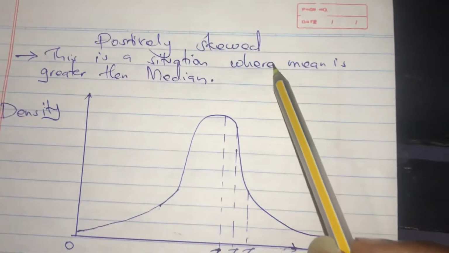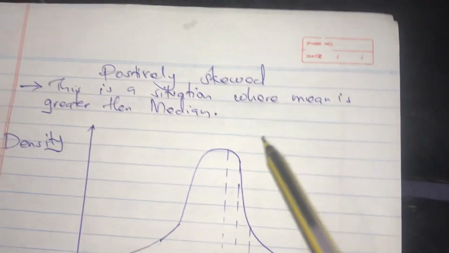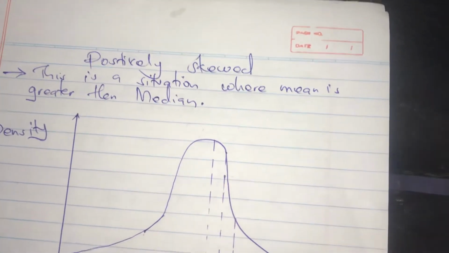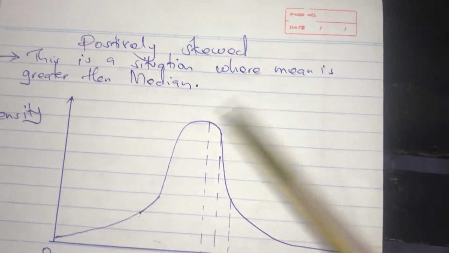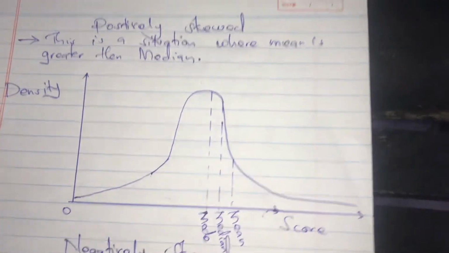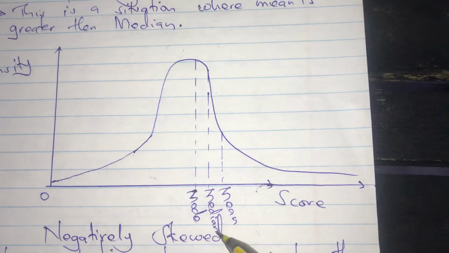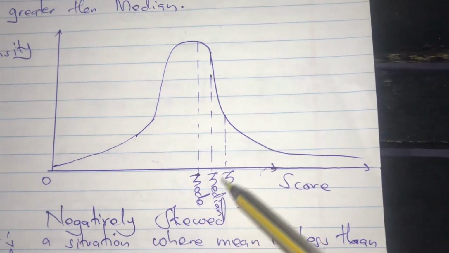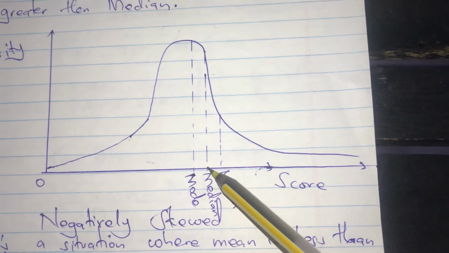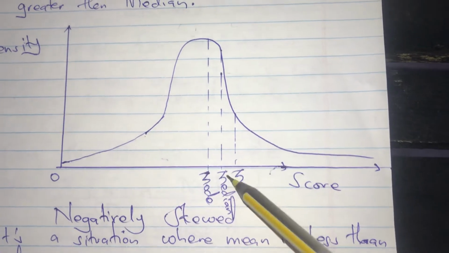Then positively skewed is a situation where mean is greater than median. So if they give you a data set, you calculate the mean, and when it is greater than the median, that is a positively skewed data distribution. It can be like this. Mean is greater, it is this side, and median is here, it is less than mean on the x-axis. So mean is greater than median and mode.